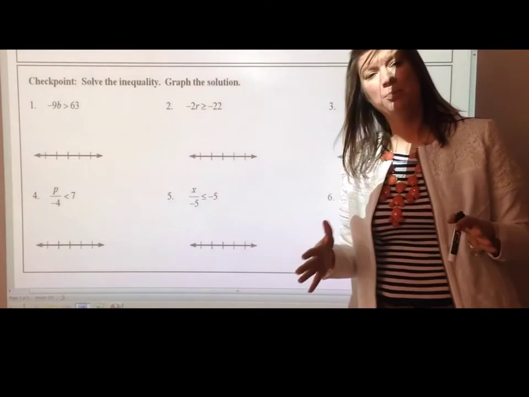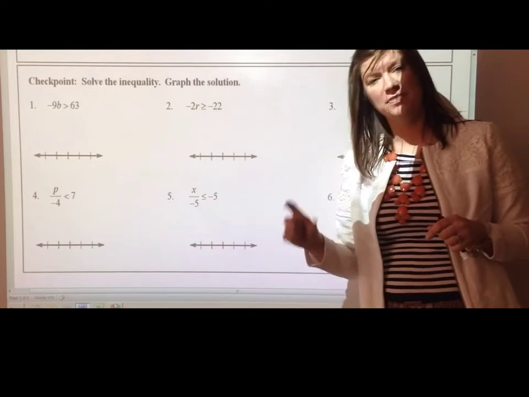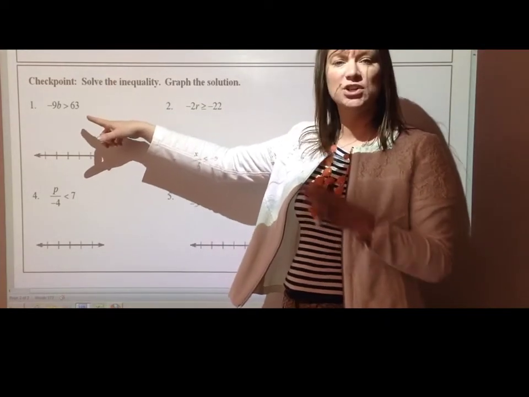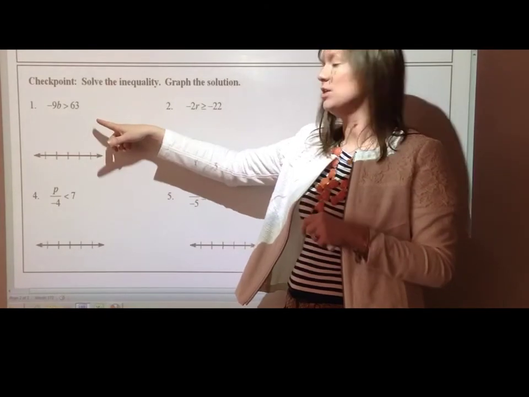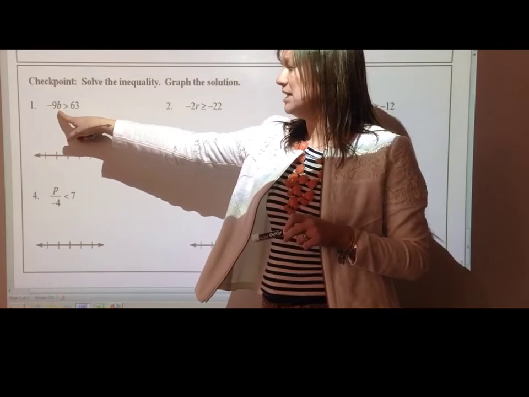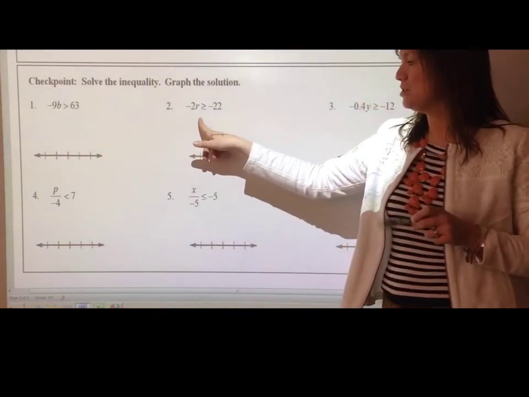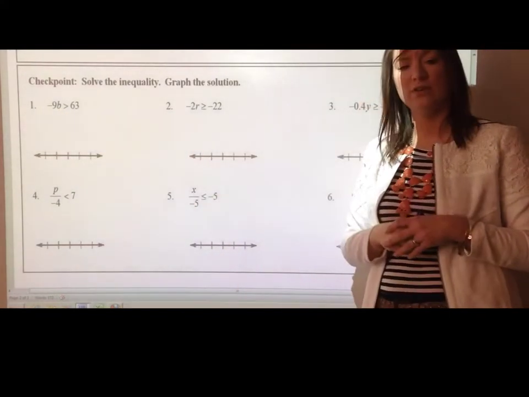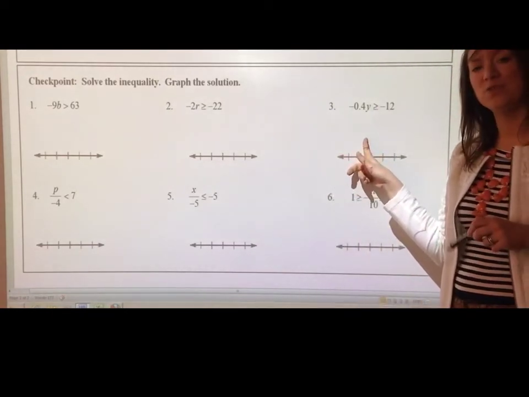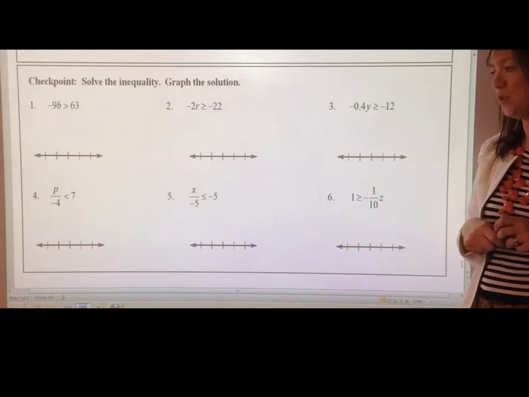This is the final checkpoint for 8.3, so you're all the way at the back of the page at the bottom. So you're going to solve the inequality, which means you're going to isolate the variable on one side of the inequality, and then graph that solution. So number 1 is negative 9b is greater than 63. Number 2, negative 2r is greater than or equal to negative 22. Number 3, negative 4/10 y is greater than or equal to negative 12.